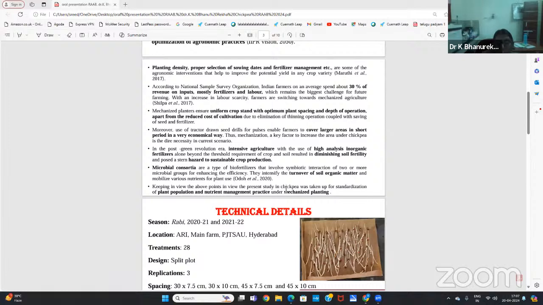Coming to nutrient management, increased inorganics have already been proven to have a detrimental effect on the soil as well as on the environment. So we have taken microbial consortia as one of the components in nutrient management as a subplot. We had two treatments: the main plot was seed rate and the subplot was the nutrient management practices in chickpea.